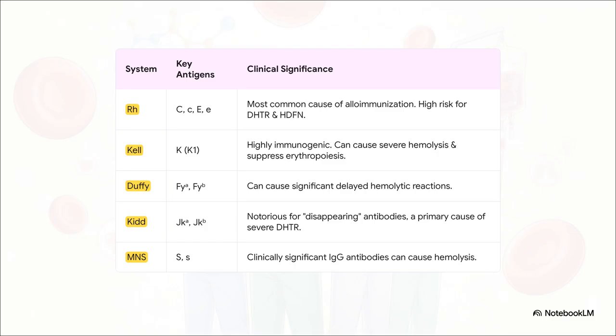The other systems are critical too, of course. Rh is the most common cause of alloimmunization, Kell is super immunogenic, but it's that sneaky, treacherous nature of the Kidd system that every single one of us needs to have a healthy respect for.